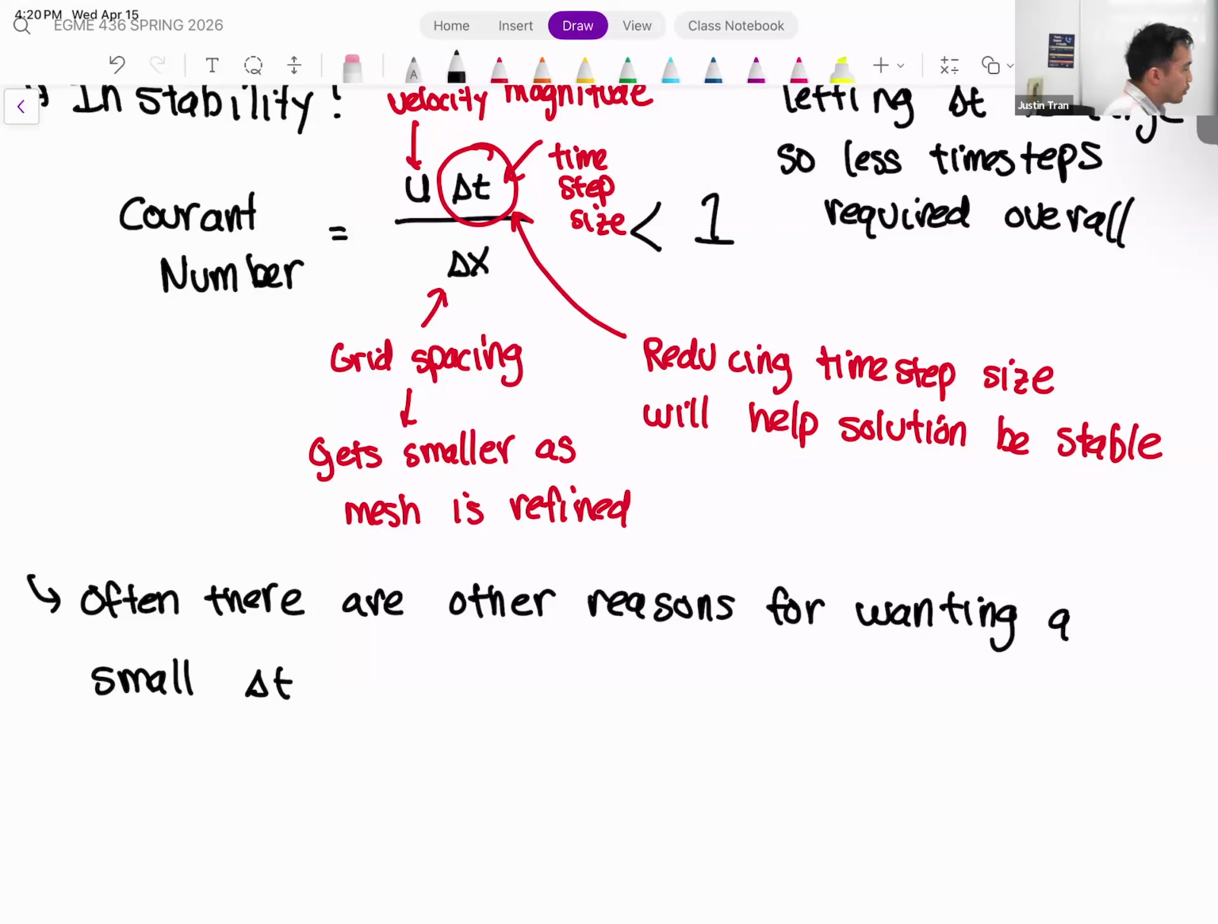And so in those situations where you're going to make delta t small anyway, your time step size small anyway, explicit is the better option, because you've already resigned yourself to computing a lot of time steps. So you might as well make the computations as fast as possible.